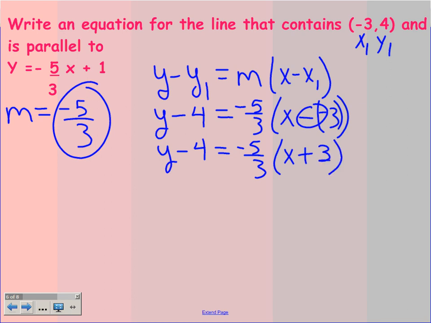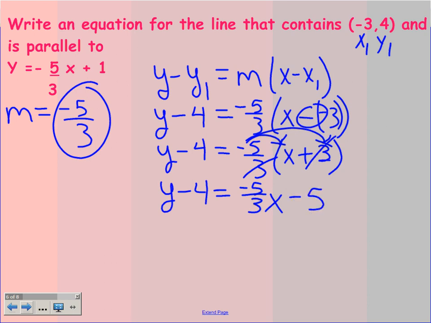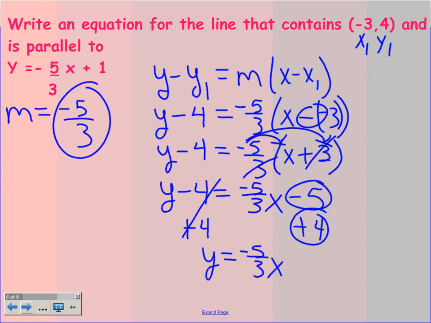The next step is to distribute. y minus 4 is equal to -5/3 x. This is going to cancel, and I end up with a -5. From here, we need to add 4 to both sides of the equation. y is equal to -5/3 x, and then -5 and +4 gives me a -1. So now we have written an equation that is parallel to our original line.